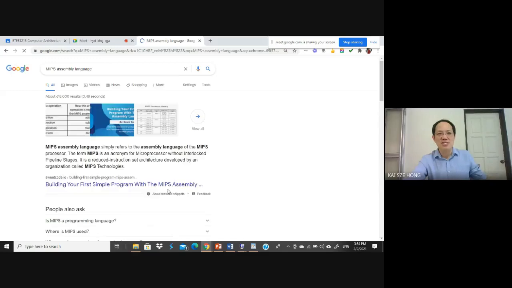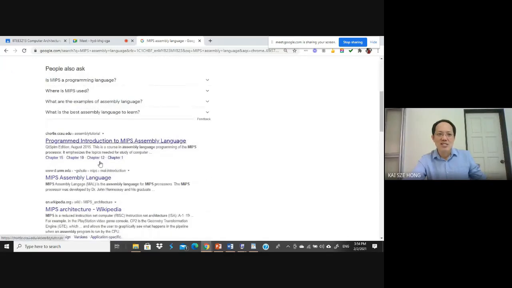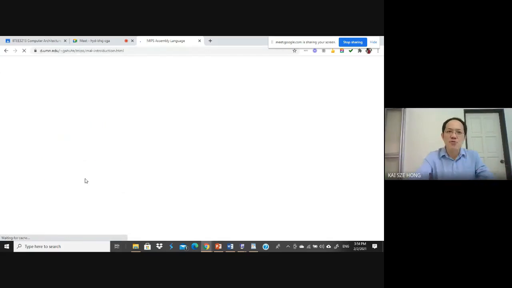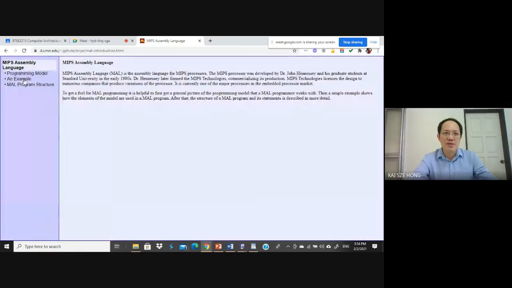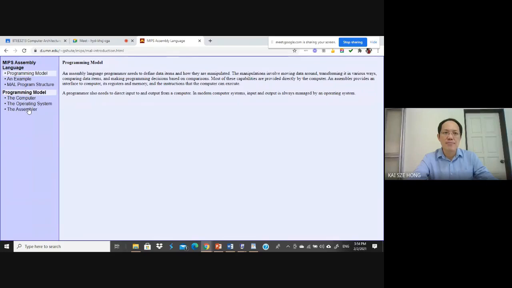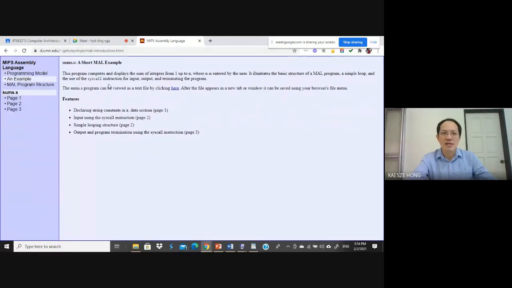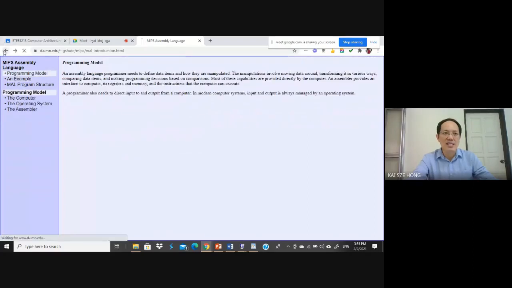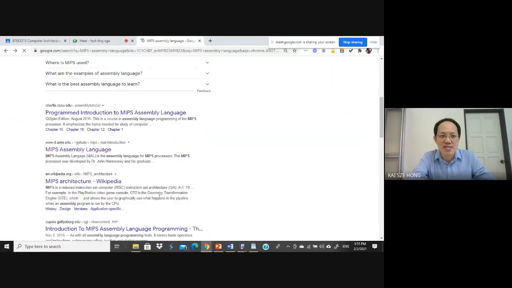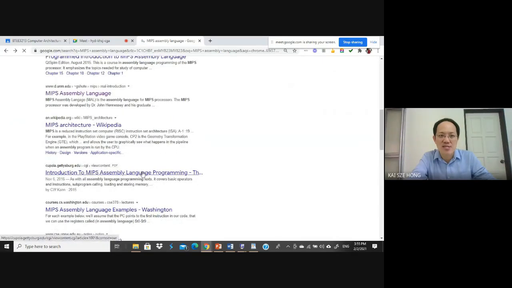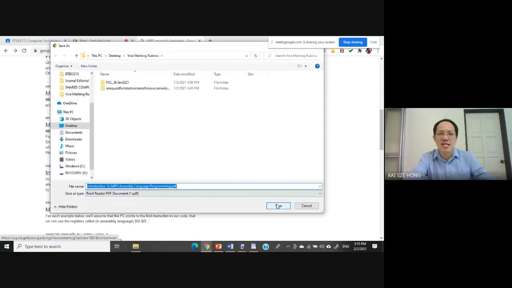If you are interested, you can download one of the MIPS assembly language documents, then you can start to see all the assembly language. You can search online and learn a little bit of the programming language. It's MIPS. I can provide the link later. Basically you can search online, then you can see.